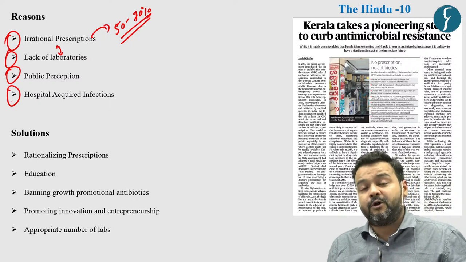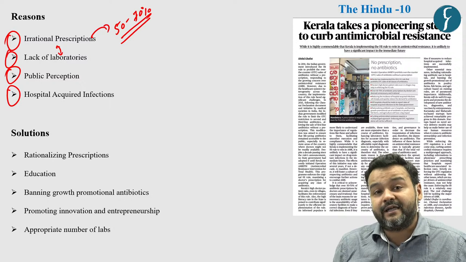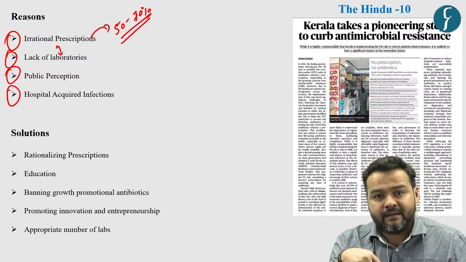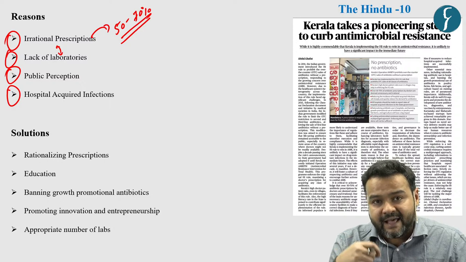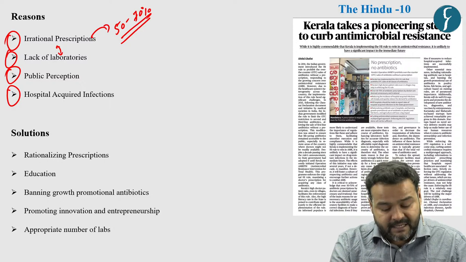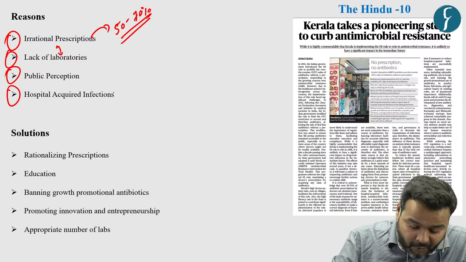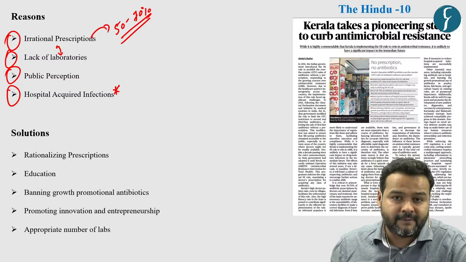One very important fact that the author highlights here is hospital-acquired infections. The author says that antimicrobial resistance, that is AMR, due to direct consumption of antibiotics is way lower than what is being spread through infection in hospitals.